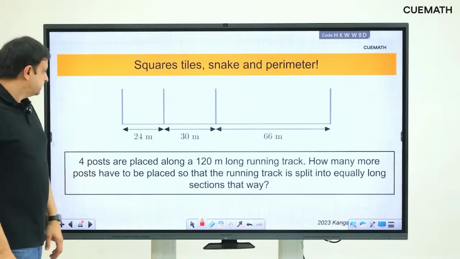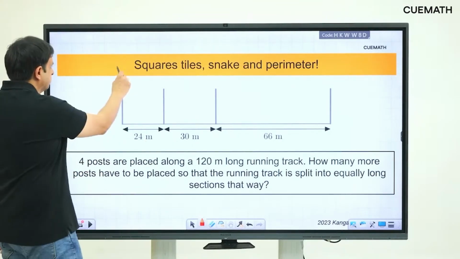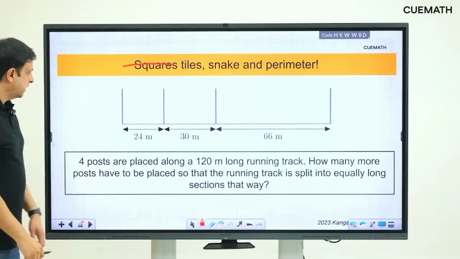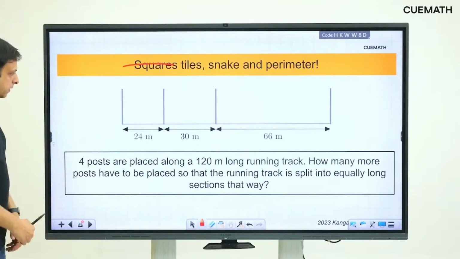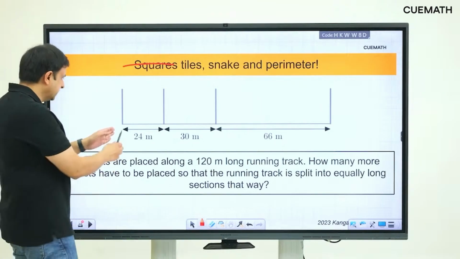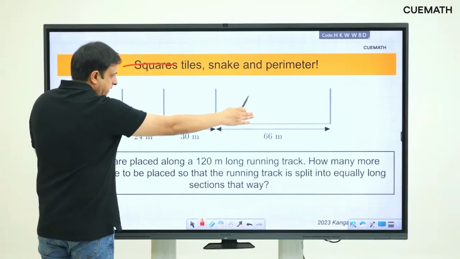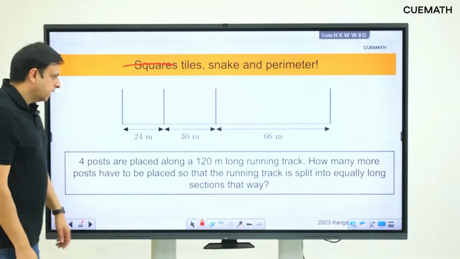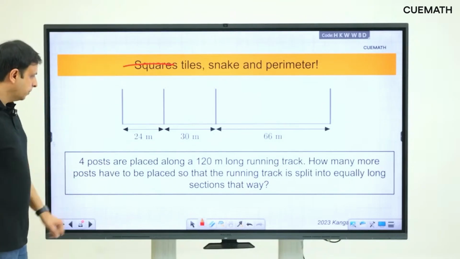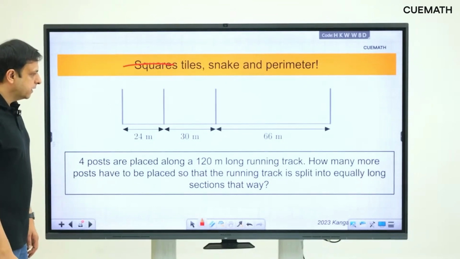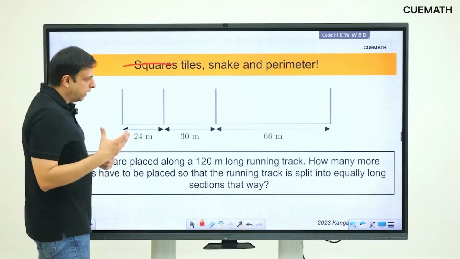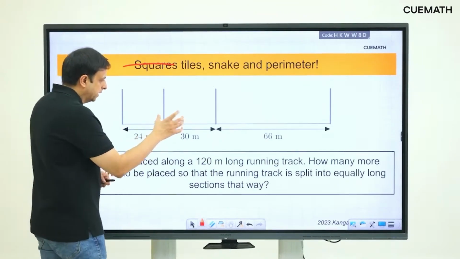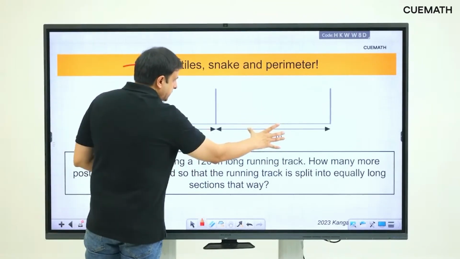Now this one says, okay, ignore the title here, the title is for the last slide, but the problem says 4 posts are placed along a 120-meter long running track. So you can see this track here is 120 meters long. How many more posts have to be placed so that the running track is split into equally long sections? So right now the sections are of uneven length. You have 24 here, you have 30 here, and you have 66 here.